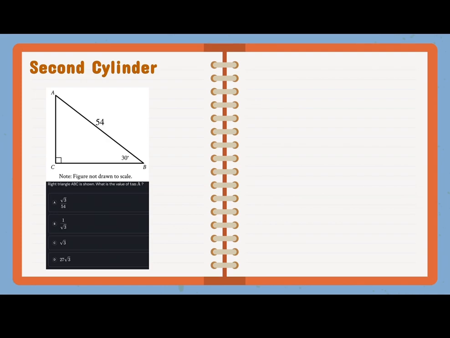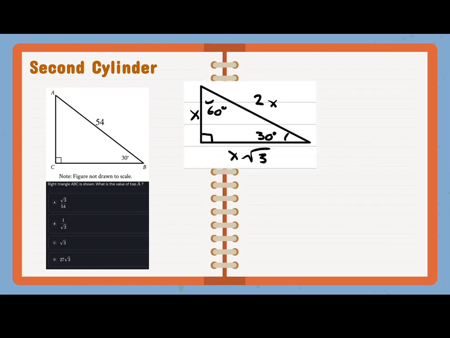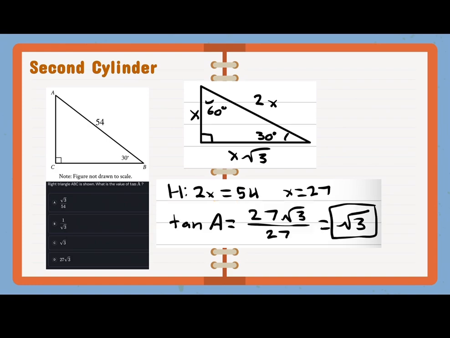Okay, we have a right triangle shown here. Now this question actually uses the other special triangle, 30, 60, 90. This one, again, will also be given. We know that h is 2x, and it's also 54. So x equals 27. Tangent of A is opposite over adjacent, meaning it would be x root 3 over x. So when you have that, it doesn't really matter what x is. It will always just cancel out and equal root 3.